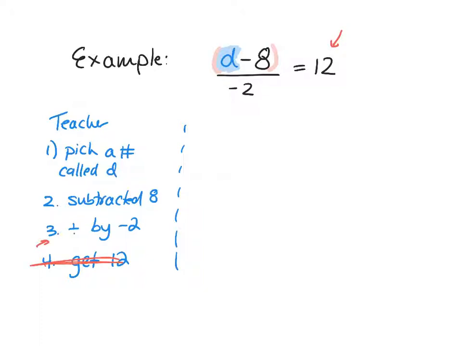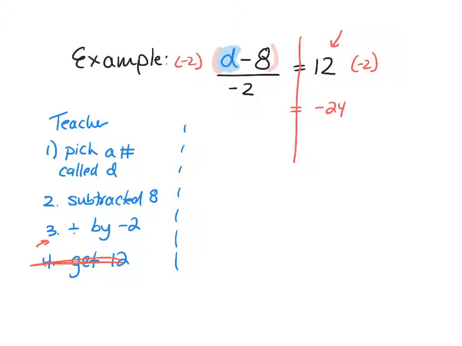Now, the last thing the teacher did was divide by -2. So how would I undo that? Well, to undo dividing, I'm going to multiply by -2 as well. The way that I'm going to show that, I'm just going to put times -2. Actually, I'm going to put it in parentheses to show multiplication. So I'm going to multiply the left side and the right side by -2. So 12 times -2 is -24.